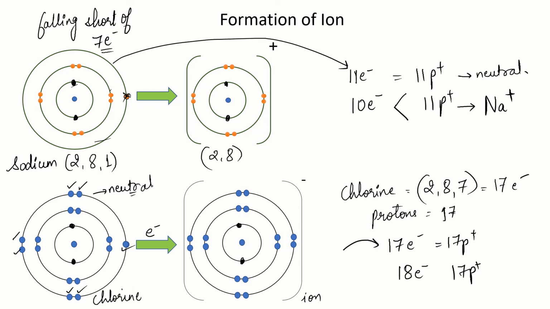So now your electron number is increased. So the electron number is higher than the proton number. So the negative number is higher than the positive number. So chlorine is going to attain a negative charge. So chlorine becomes a negative ion here.